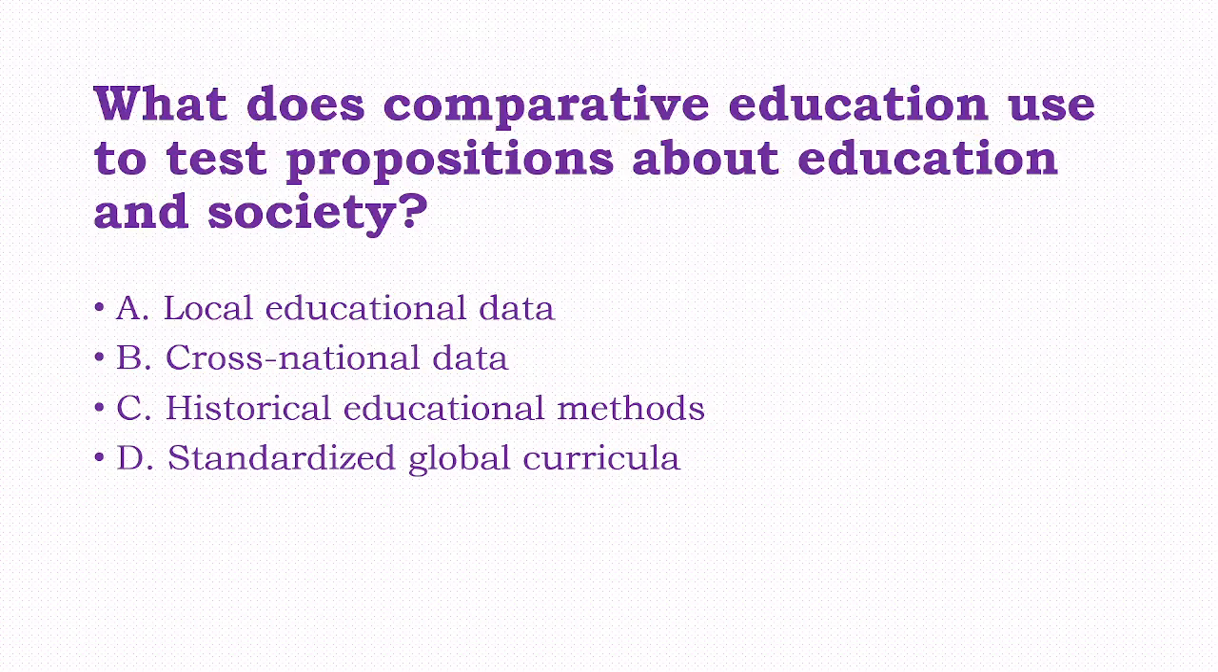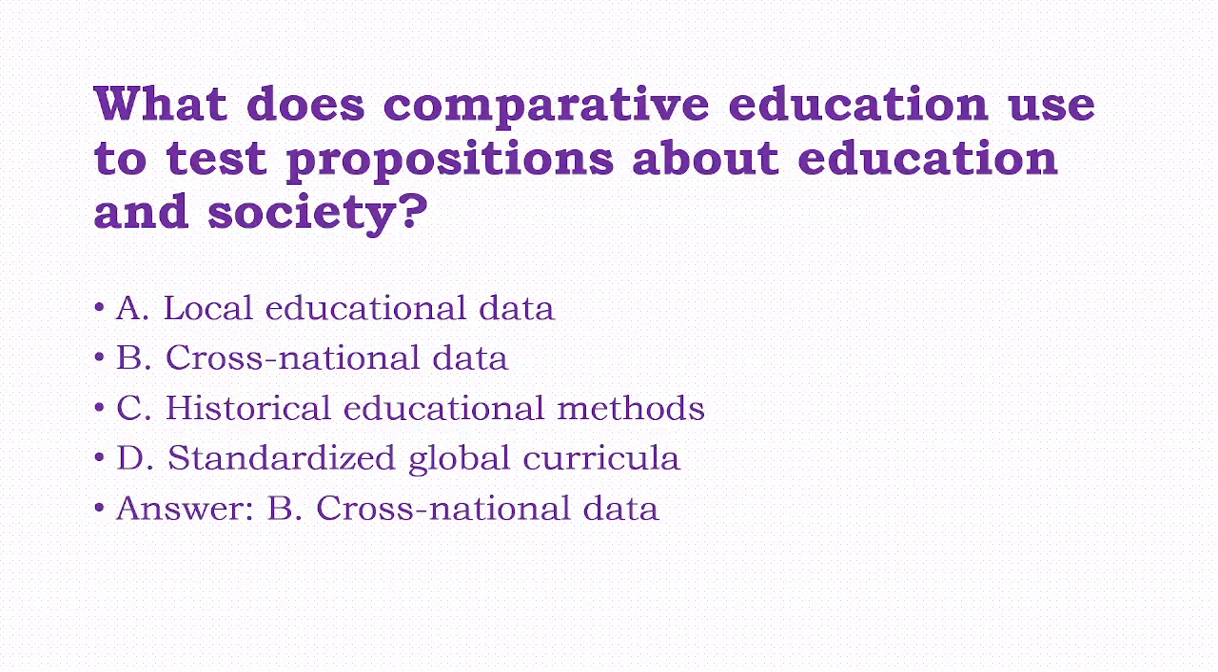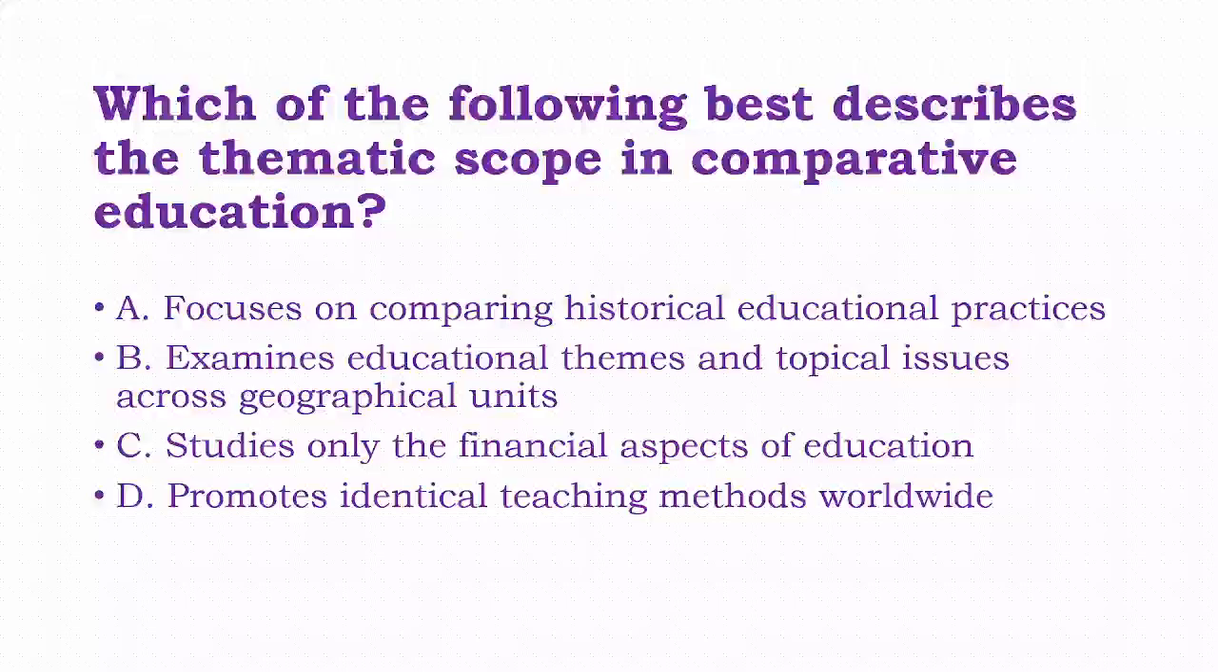Next, what does comparative education use to test propositions about education and society? Options: local educational data, cross-national data, historical educational methods, standardized global curricula. The answer to this question is option B, that is cross-national data.